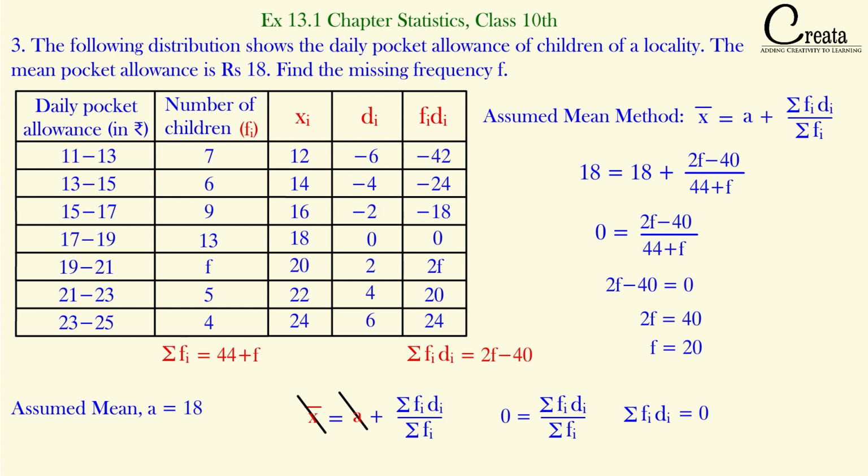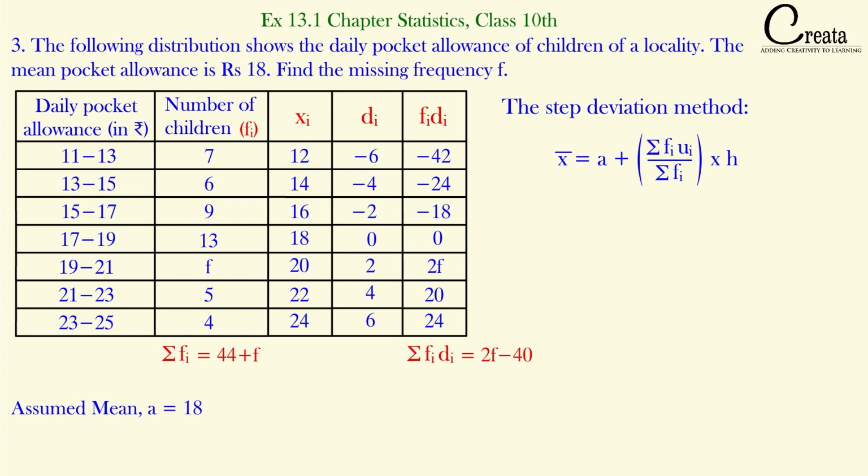We have simplified the formula. And what is sigma of fi into di? It is 2f minus 40 equal to 0, which on solving gives f equal to 20. We have just simplified our calculations. Got it? Similarly, if we use the step deviation method, here also x bar and a will cancel out with each other, and this term is equal to 0, which on solving gives sigma of fi into ui into h is equal to 0. Here also we have simplified the formula.